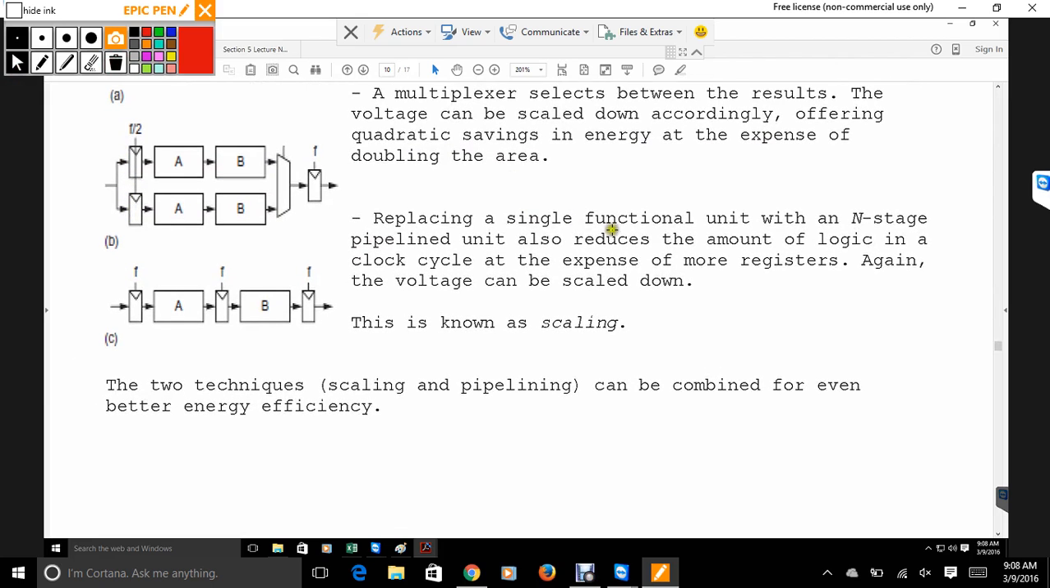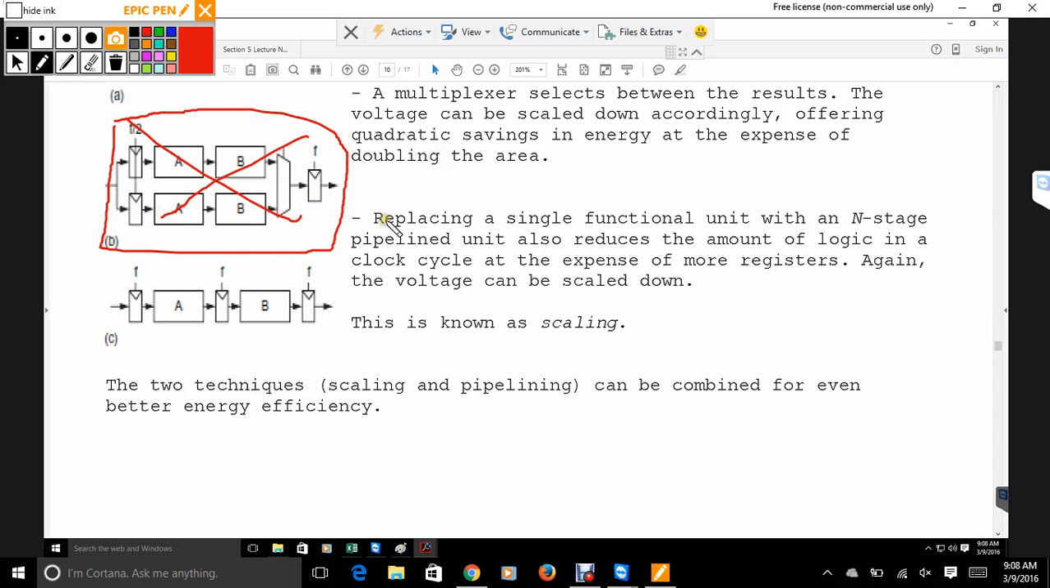Replacing a single functional unit with an n-stage pipeline unit also reduces the amount of logic in a clock cycle at the expense of more registers. So here, let's say our designer has said, this is too much area, we need it smaller, but we need it to run a little faster. So what we're going to do is use this concept of scaling where we add registers in between each stage.